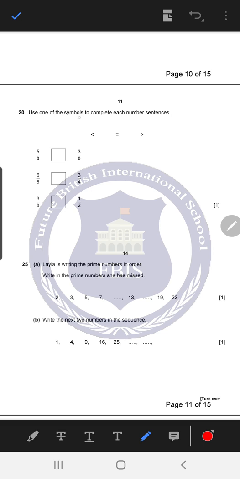We want to use this symbol to complete this number statement. 5 over 8 or 3 over 8, which is bigger? 5 over 8, of course.